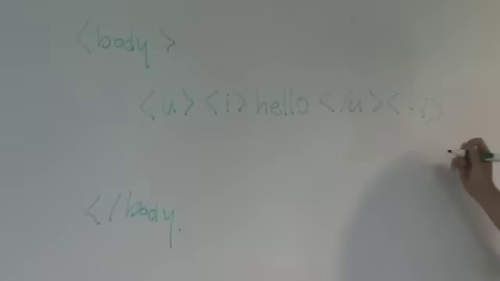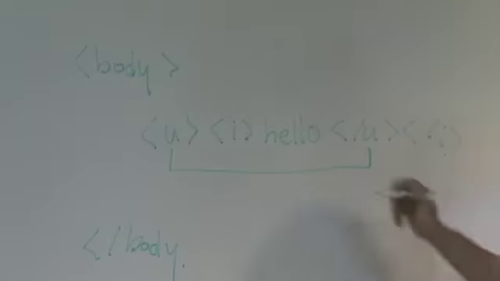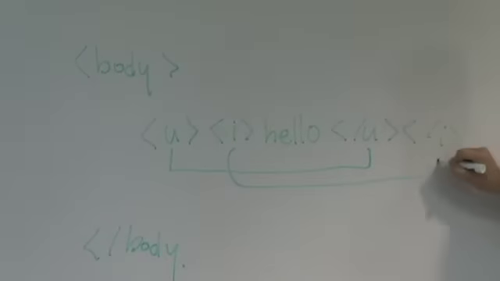So this is an example of a bad style, because one tag has to encapsulate another tag. They can't be overlapped. But in this case, the U underscore tag is here, but the I italicized tag is here. So this would be one example of a bad style.